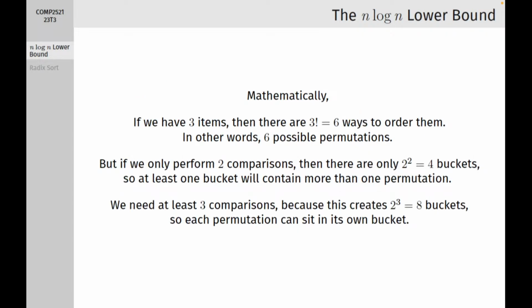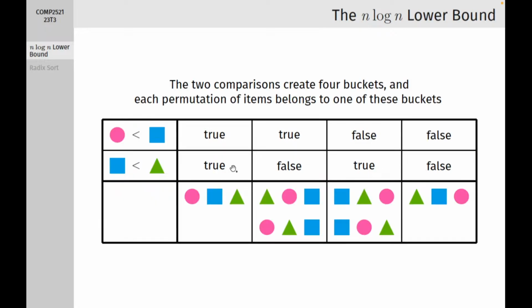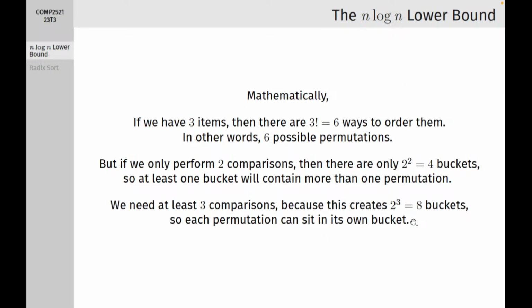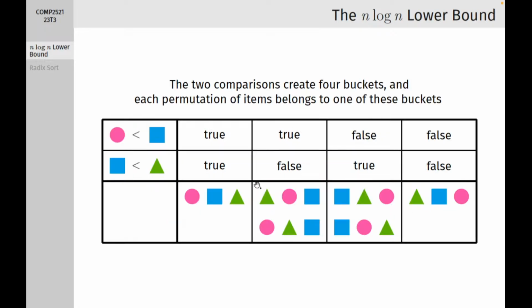Okay. So mathematically, what do I actually mean? If we have 3 items, then there are 3 factorial equals 6 ways to order them. So 6 permutations. But if we only perform 2 comparisons, then there are only 4 buckets. These columns here I'm calling buckets to put the permutations in. And so that means at least one bucket is going to have more than one permutation in it. So here we have 4 buckets, but 6 permutations. So they're going to have to double up.